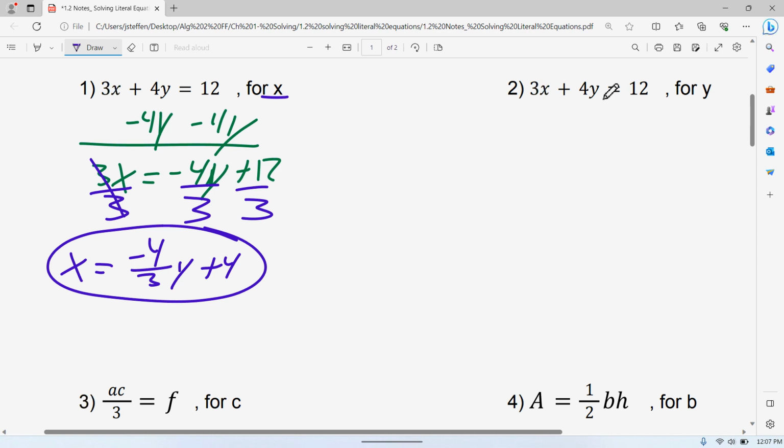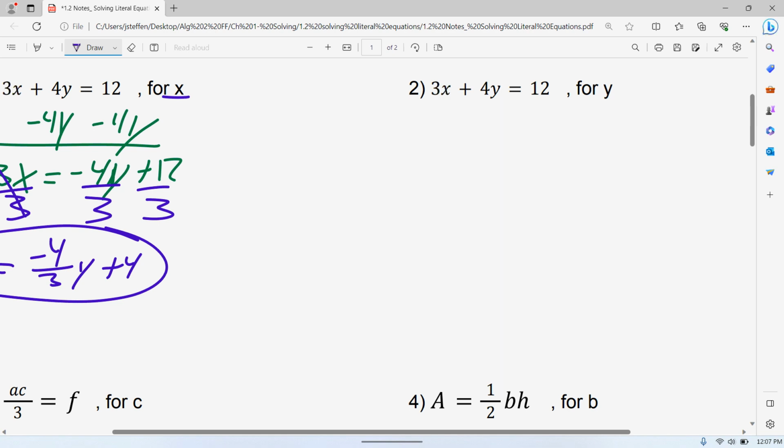All right. We're going to keep on going. So the next one we're solving for y. Again, essentially it's the same process, but this is asking, I guess, a different way. Done this a bunch.